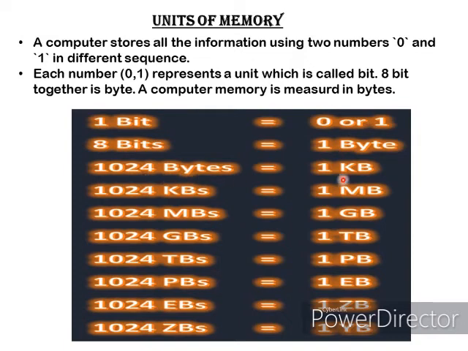1024 bytes equal 1 KB. 1024 KB equals 1 MB. 1024 MB equals 1 GB, 1024 GB equals 1 TB, 1024 TB equals 1 PB, and so on. This is the smallest unit of memory and this is the biggest unit of memory.